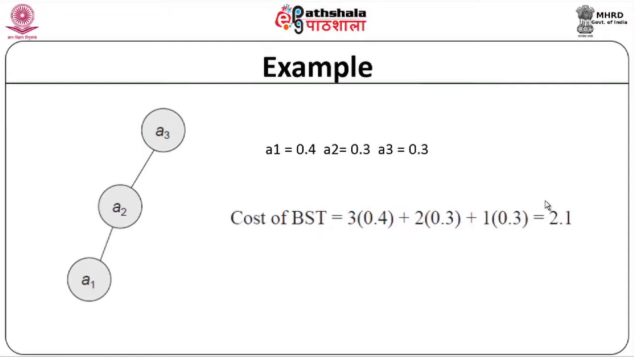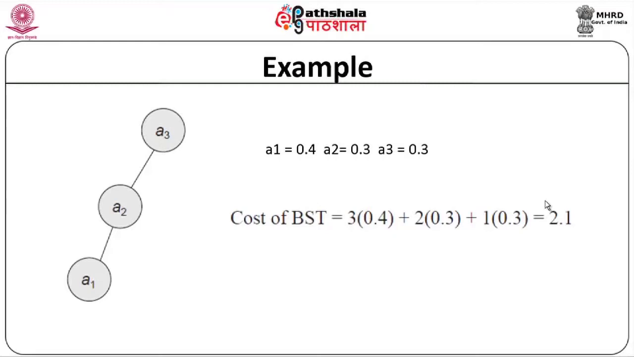The cost of the BST is computed by multiplying the level and the probability of occurrence. You recollect the concept of level from the earlier module. The root is always in level 1, and the other nodes are away from the root. The path length indicates the level of that particular node.